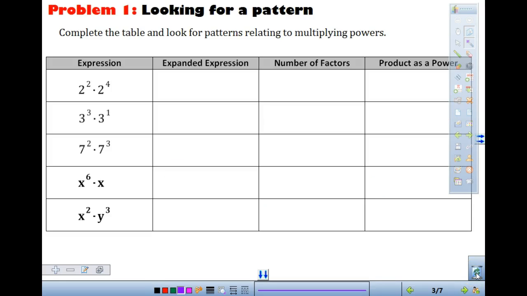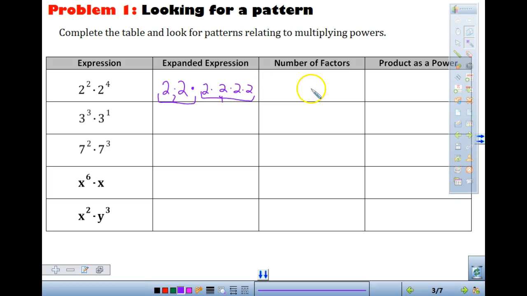So we are going to look for some patterns in the top of the next page. It says complete the table for patterns in multiplying. Expanded expressions simply means showing the multiplication. So 2 to the second, we just said that means 2 times 2. I need you to write it out this way. Just write down what I'm saying. Don't say anything yet, just write. So 2 to the second, expanded expression, means I want to see all the 2's multiplied. 2 to the 4th means I should have four 2's.